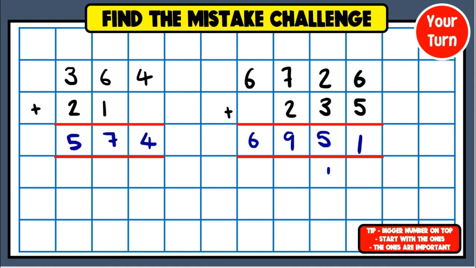Now find the mistake that I've made. Number 1 is 364 add 21, and number 2 is 6,726 add 235. Pause the video, work out what the mistake is for each one, and unpause it when you're ready for the answer.